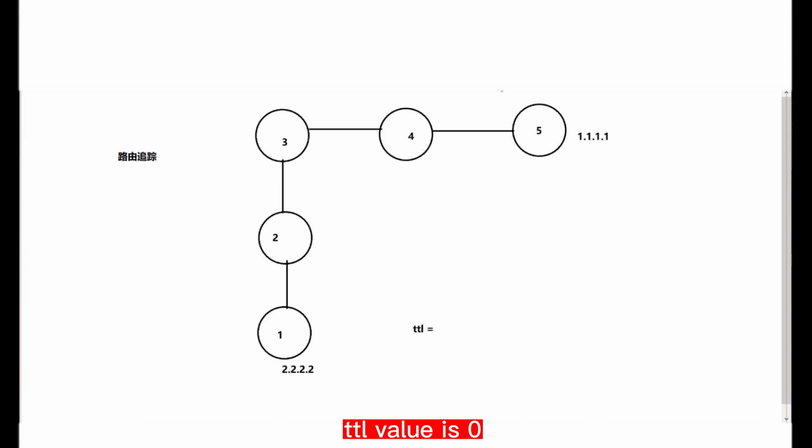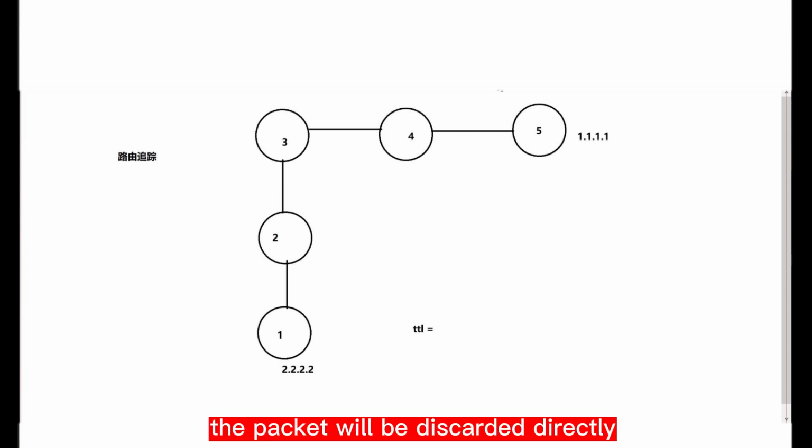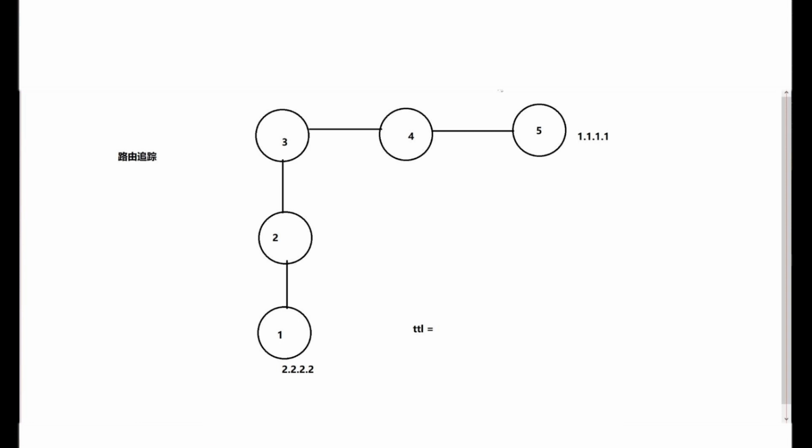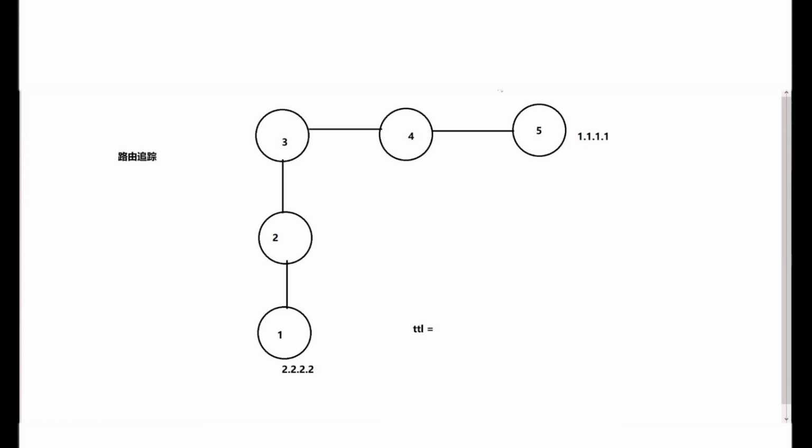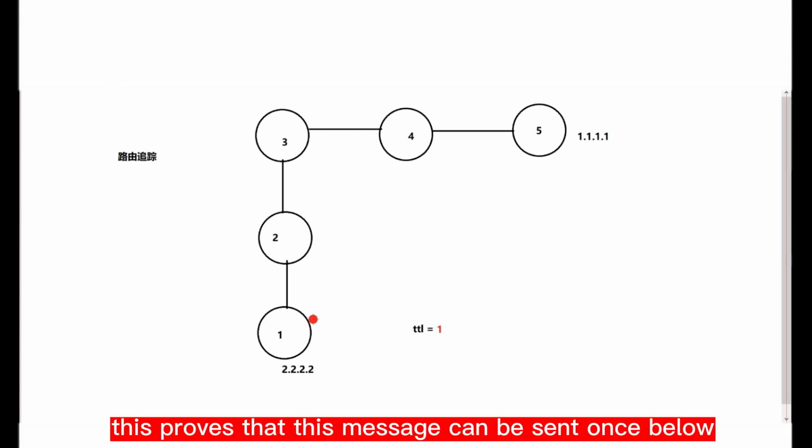TTL value is 0. The packet will be discarded directly. Device 1 sends a message to 1.1.1.1, that is, from 2.2.2.2 to 1.1.1.1. First a message is sent. In this message, TTL is equal to 1. This proves that this message can be sent once below.